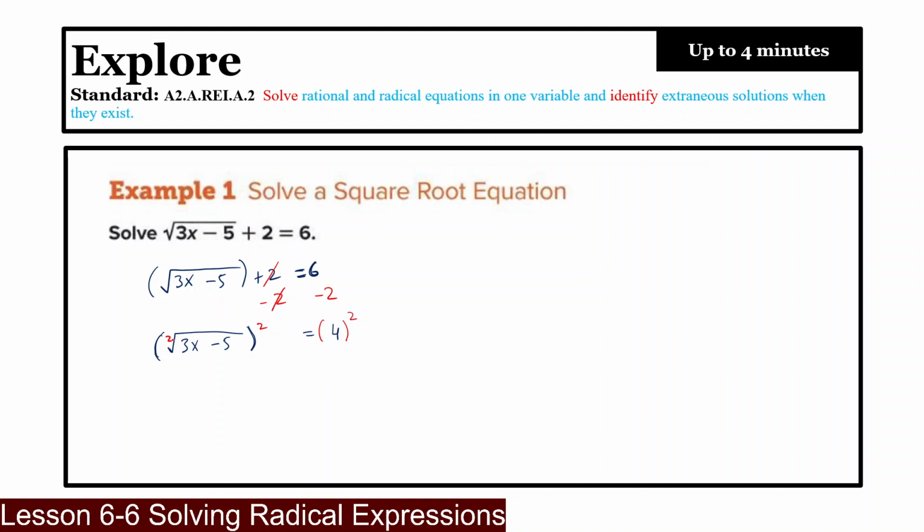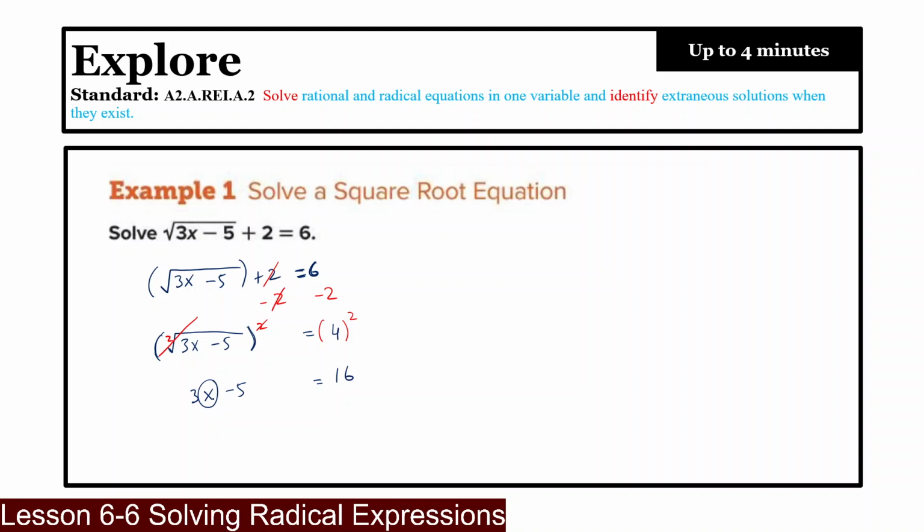Alright, so what happens when you raise a radical to its index? The radical cancels out. There's no more radical. So what's left over is 3x minus 5 equals 4 squared. What is 4 squared? 4 squared is 16. Alright, now am I done solving this equation? Nope, because now I need to get the x by itself.